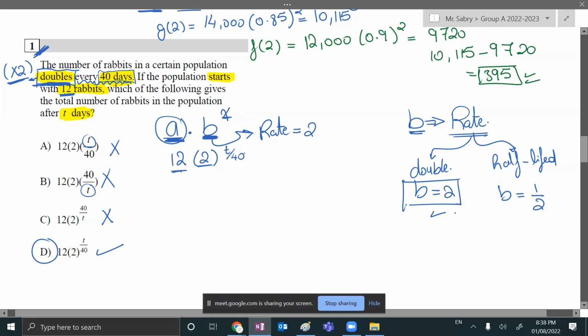Now what about the power? Because they said that this doubling happens every 40 days, this means that we need to put the power t, or whatever variable, divided by 40. Why is it divided by 40? Because it happens every 40 days.